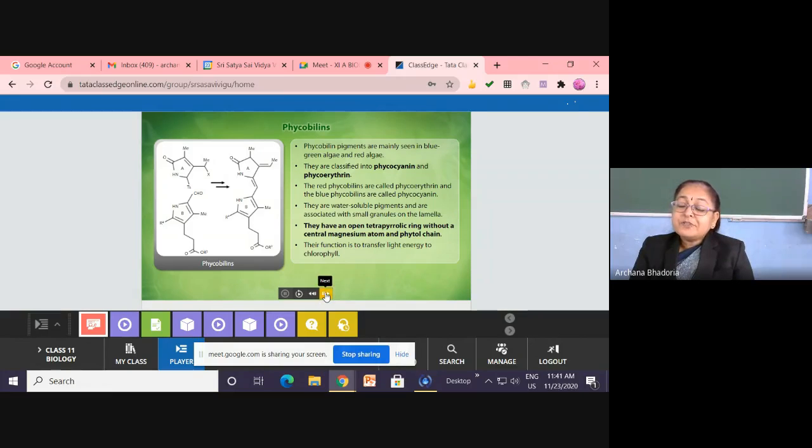So the word phyco means the algae. The word erythrin is related to our erythrocytes, and erythrocytes you all know are red in color. So the red pigment present in the algae is given the name phycoerythrin. Okay, so red phycobilins are called phycoerythrin and blue phycobilins are called phycocyanin.